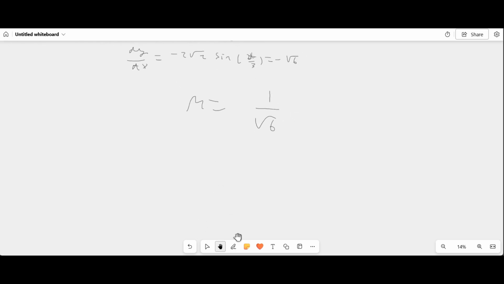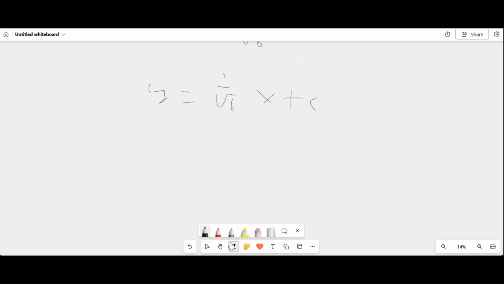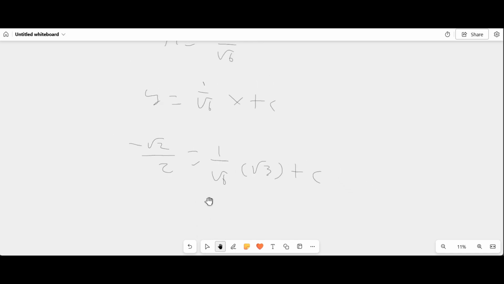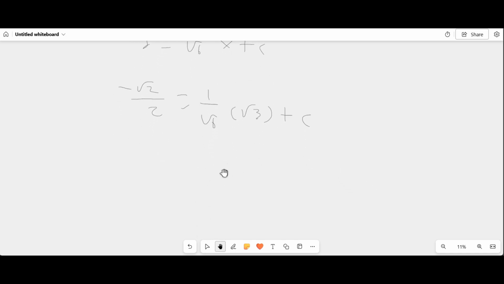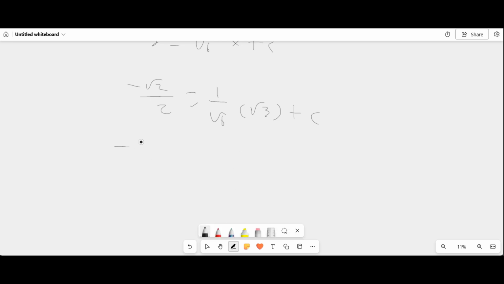So now we've got y equals 1 over root 6 x plus c here. We know what y is. Y is just negative root 2 over 2. And we know what x is. X is, we just found it now, as root 3. So now you just need to find c. That times that, yeah, is going to become root 3 times 1 over root 6 here. You can put that in the calculator. It's going to be 1 over root 2 here.